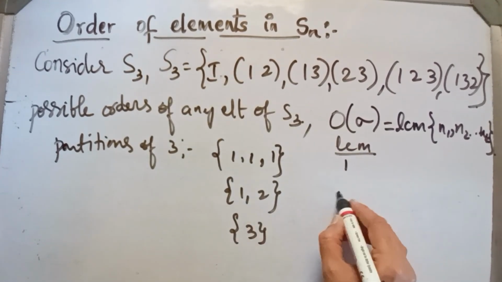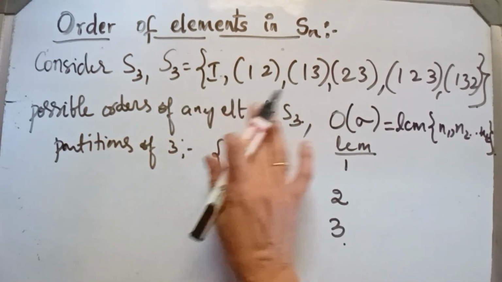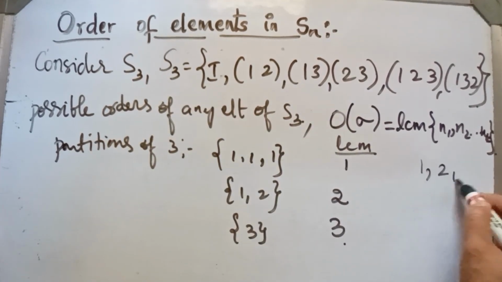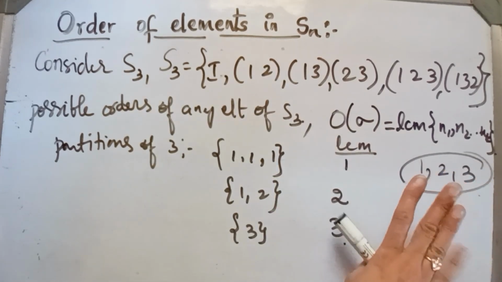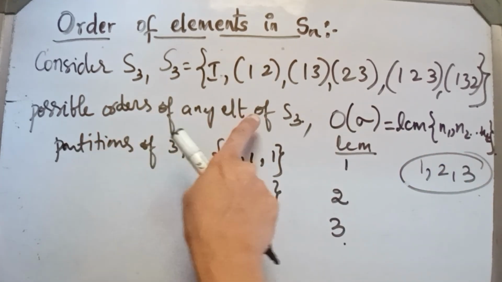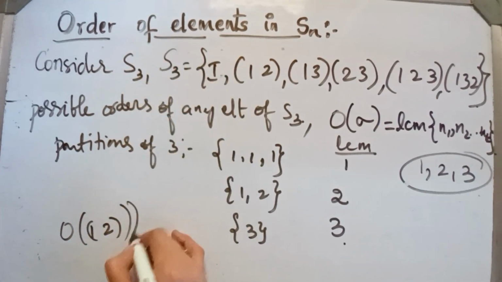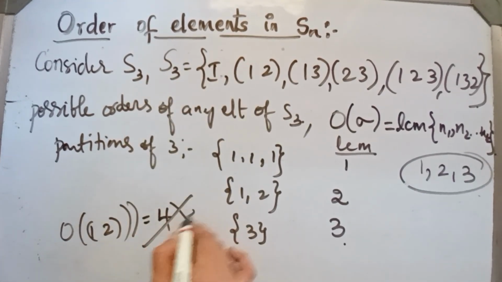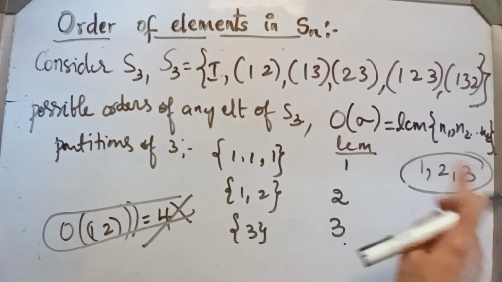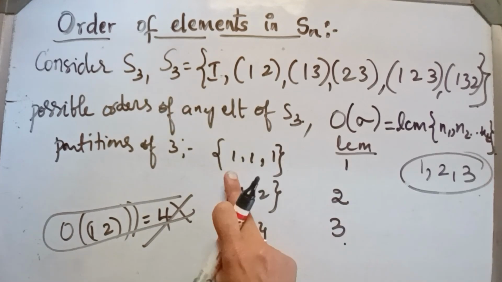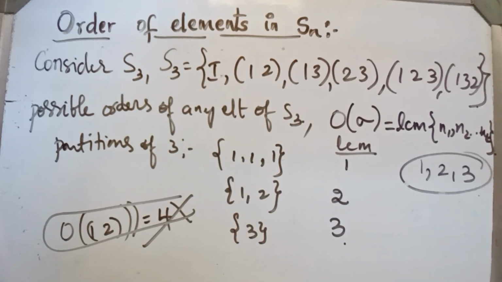The LCM is 1, 2 and 3 here. Therefore, what are the possible orders of any element in S3? 1, 2, 3. Other than these three numbers, you can never get any other number as the order of an element. Suppose I write the order of (1 2), an element of S3, as 4, then this is wrong, because the possible order of any element of S3 is 1, 2, 3, because that only comes when you take the LCM of these cycle decompositions.